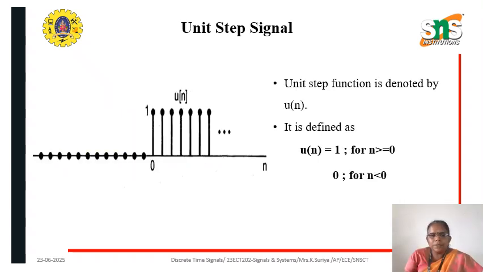Next one is unit step signal. So the signal is 0 for all negative values of n and only for all non-negative values of n it is 1. So it represents a sudden switch from 0 to 1 at n is equal to 0. So the unit step signal is useful for representing the signals that start at a specific time period. So it is denoted by u of n and given by u of n is equal to 1 for n greater than or equal to 0 and 0 for n less than 0.